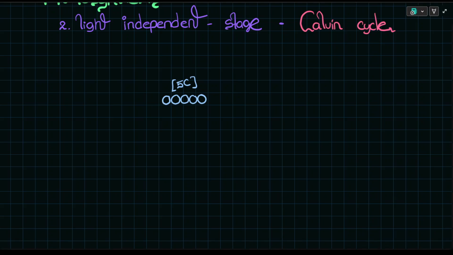RuBP stands for ribulose bisphosphate. Ribulose bisphosphate is pronounced just like this: ribulose bisphosphate. RuBP for short. Very simple.